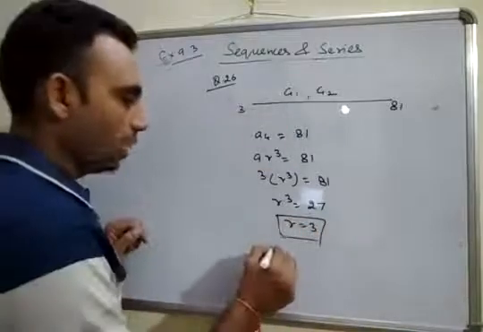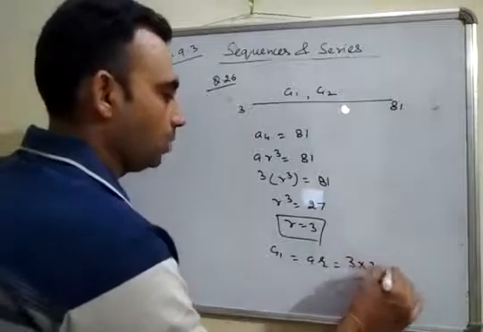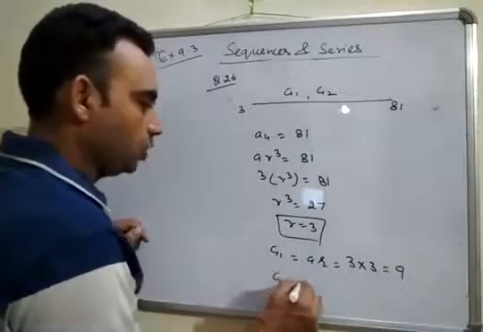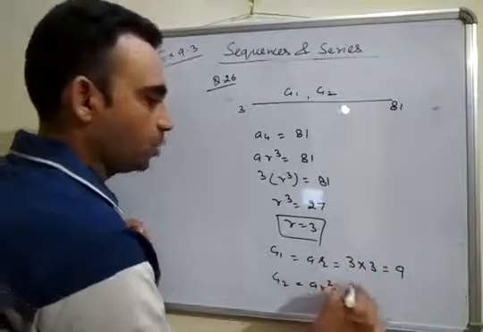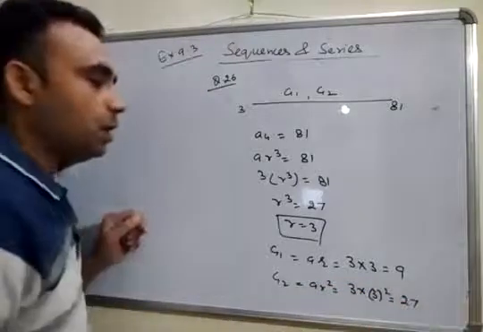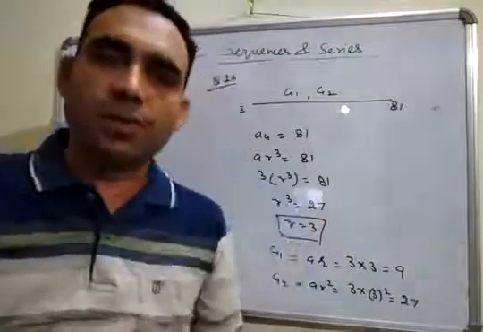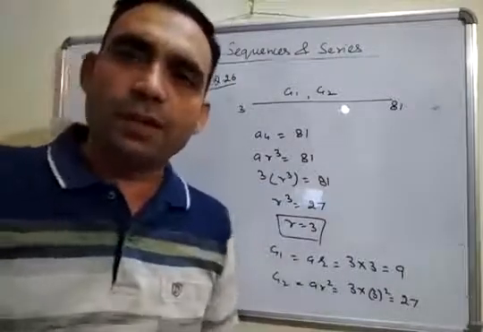Now what is G1? G1 is equal to ar, which implies 3 into 3, that is 9. G2 is ar squared, 3 into 3 squared, which implies 27. So the two numbers between 3 and 81 which are in GP are 9 and 27.